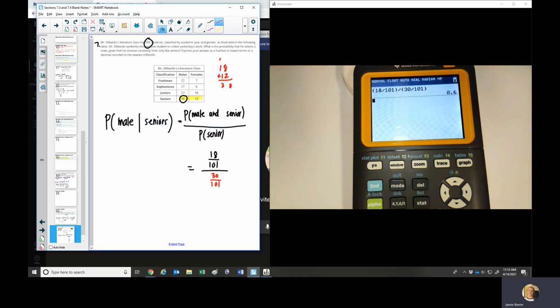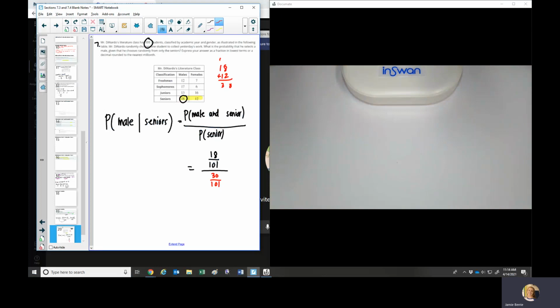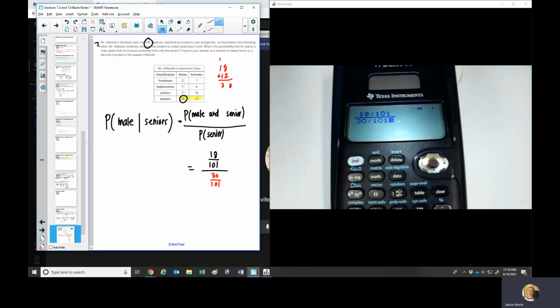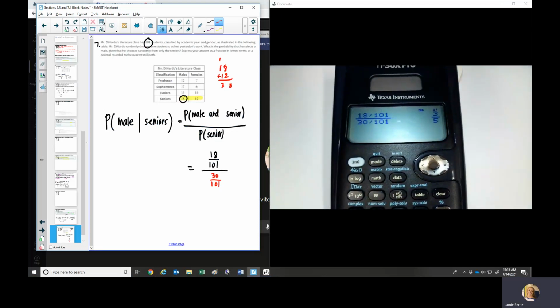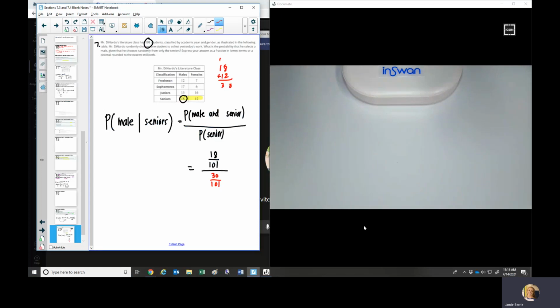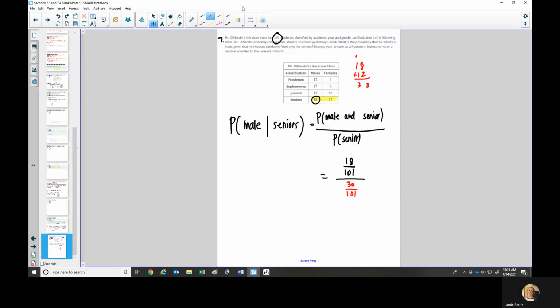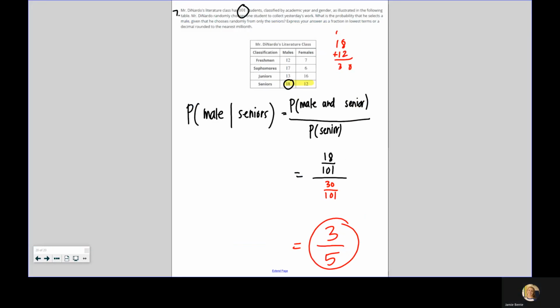So that's 0.6. You can make it into a fraction if you want. That would be 3 out of 5. So you get the same thing over here, 3 out of 5, for a 0.6 chance that he chooses a male, given that he's only choosing from the seniors.